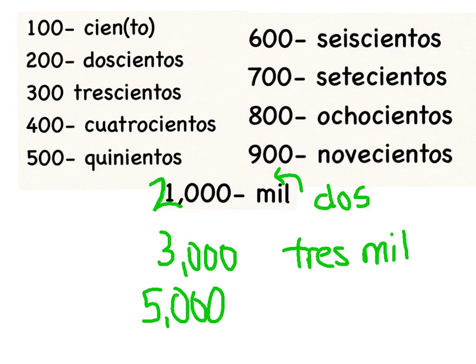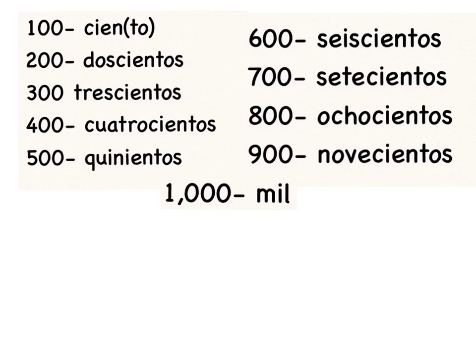5,000. 5,000. 5,000. And I think you get the idea. You could have 8,000, 9,000, 4,000, etc. So I'm going to show you some numbers just to show you how these numbers in the hundreds work.